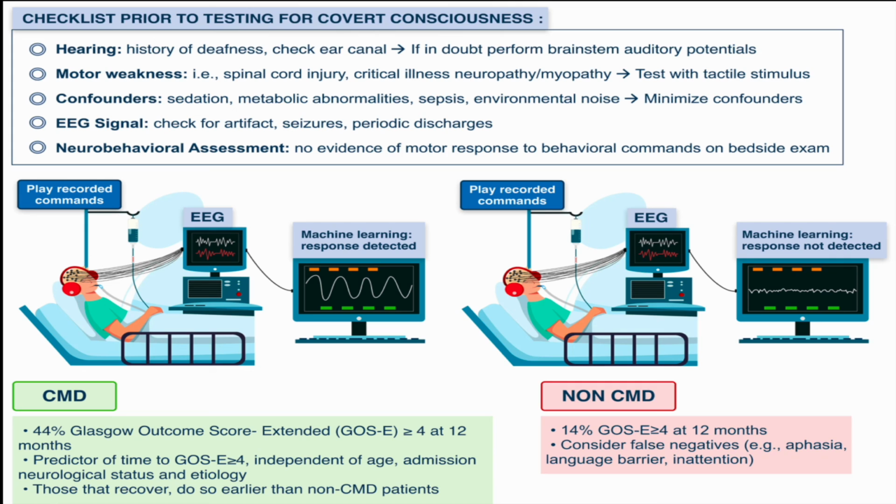The other thing is on the right side, where you may find that there is no response, but be cautious. False negative is possible because of aphasia, that is, the patient is unable to understand your language, the patient has a language barrier, or there is inattention or sedation. So keep those things in mind before you are interpreting a negative.